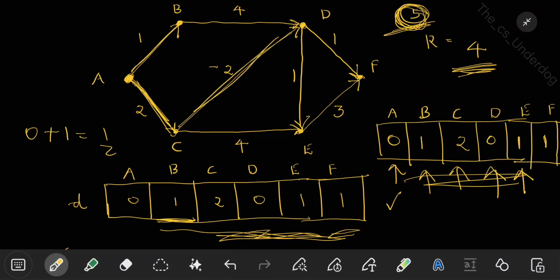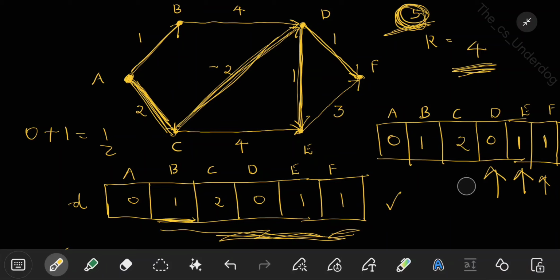Shortest path to E is 1. How can you reach E in 1 distance? You go 2 minus 2 plus 1. That is how you reached E in 1. How can you reach F in 1? You have to do 2 minus 2, then 1. So these are the shortest paths. Here, using Bellman Ford algorithm, we found shortest paths to all the vertices. Next lecture, we'll go through how to write code for Bellman Ford algorithm, and we'll also discuss time complexity and space complexity of this algorithm.